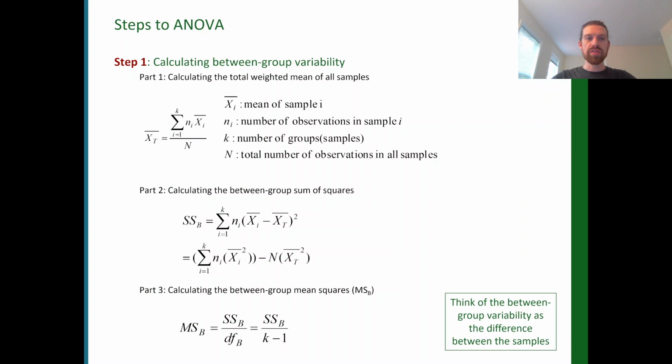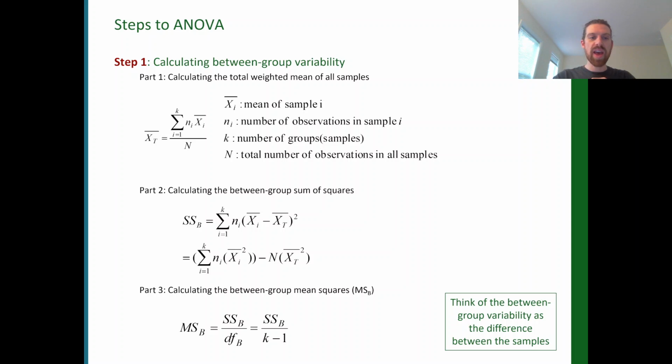So the steps in the ANOVA, well, basically to calculate this between group variability, we need 4 components. So we're going to calculate the mean of each sample, this x bar i, and then we're going to need the number of observations in each sample, so that's ni, and we're going to need the number of groups, so the number of different samples that we've got, which is k, and we need the total number of observations across all of our samples. Okay, so if we sample 10 houses in Fairfax City, 10 houses in Arlington, and 10 houses in Richmond, then we would have 30 as the total number of observations in all samples.